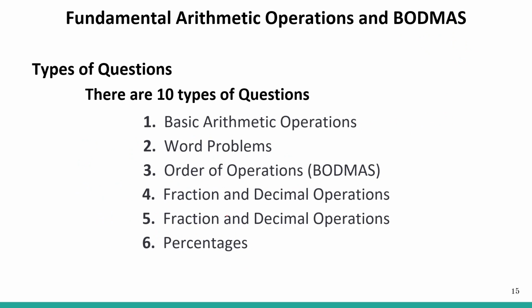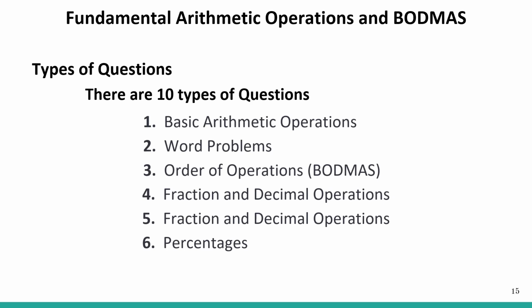Okay, so let's see now the types of questions that are asked in various competitive exams regarding the topic fundamental arithmetic operations and BODMAS. The first kind is the basic arithmetic operations. Some of them we have already seen and we will see some others also. The second type is word problems. The third type is order of operations, which will involve all the set of rules that we have just now studied.